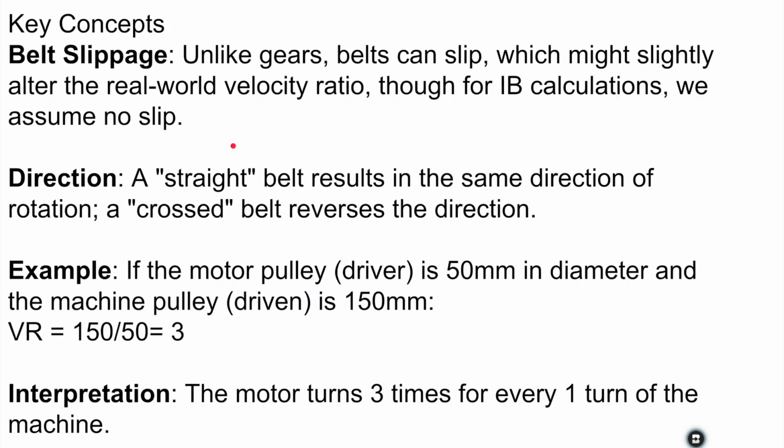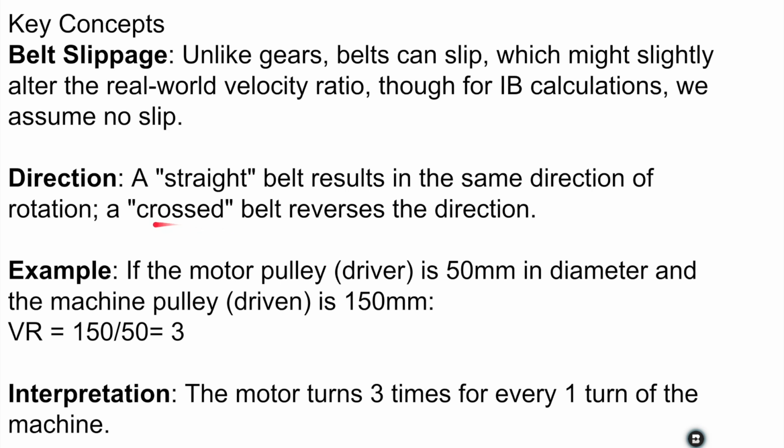There's some key concepts though. Unlike gears, belts can slip, which might slightly alter the real world velocity ratio, though for our purposes, we can assume that there's no slip. The direction of the belt: a straight belt results in the same direction of rotation, whereas a crossed belt will reverse the direction.